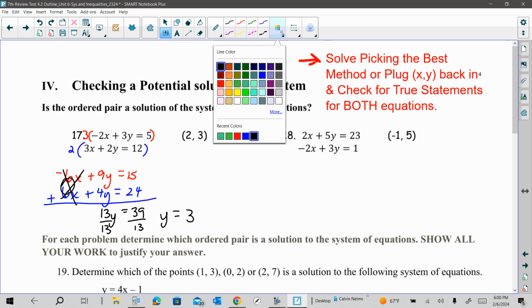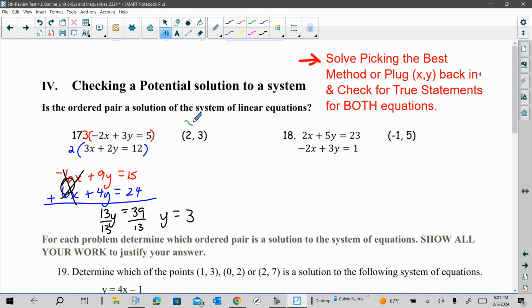So if I look here, my ordered pair, and I'm going to do this in green, the first coordinate is your x, your second coordinate is y. So right now, the y matches. So I just got to check my x by plugging my value for y back into equation A or B. So I'm going to go B because it was all positive.